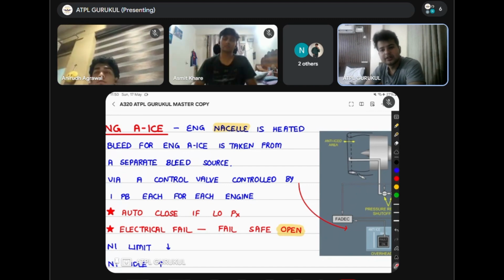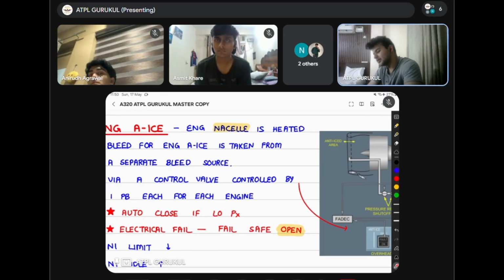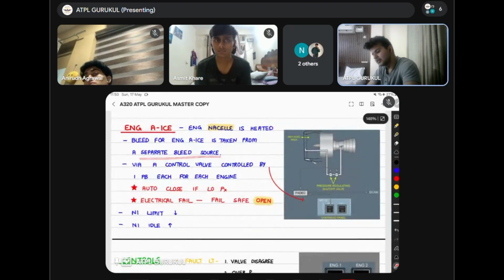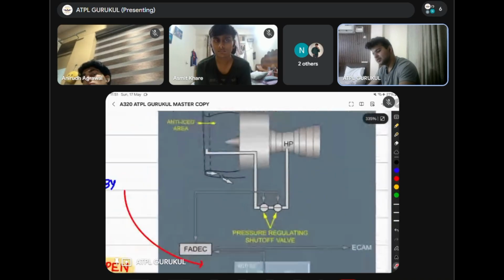ठीक है, मान लो अब तुम्हारे दोनों एयरक्राफ्ट के ब्लीड एयर वाल्व बंद हो गए, लीक आ गया, तो विंग एंटी आइस तो तुम्हारे पास है ही नहीं, तुम आइसिंग कंडीशन में घुस गए, तुम्हारी तो लंका लग गई. So we do not want that, right? Since we do not want that, we have taken this from a separate bleed source. Okay, where from? We've taken it from here.